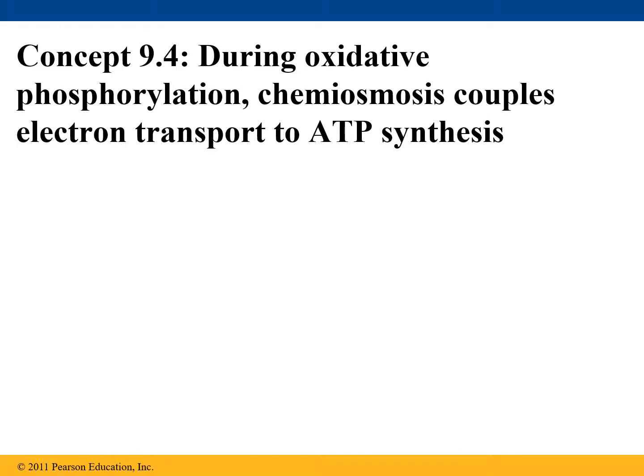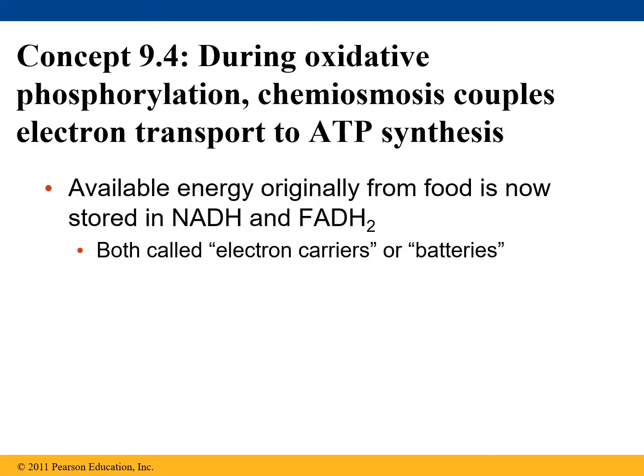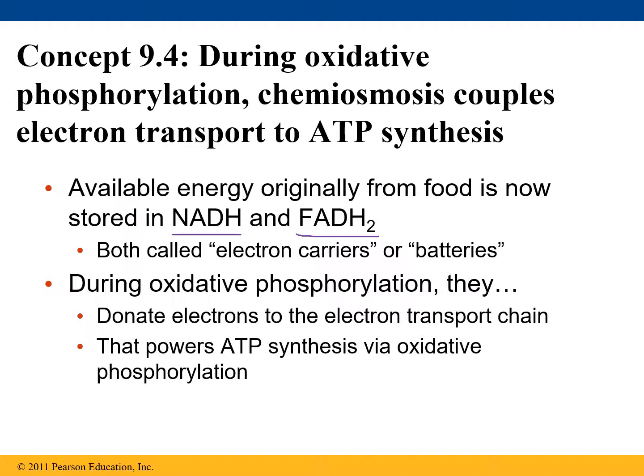All right. During oxidative phosphorylation, so this is the big payoff phase, chemiosmosis gets coupled up with electron transport to end up making tons of ATP. So the available energy that originally came in from food, from glucose, is now stored in NADH and FADH2. These are both called electron carriers or batteries. During this last phase here, oxidative phosphorylation, these two batteries donate their electrons to this big thing called the electron transport chain, and that powers ATP synthesis.